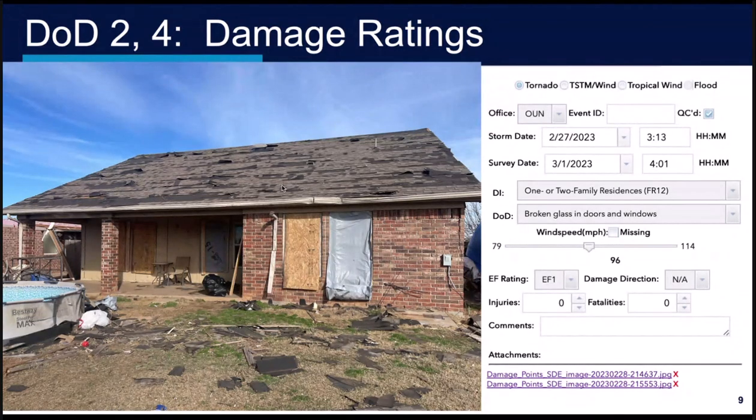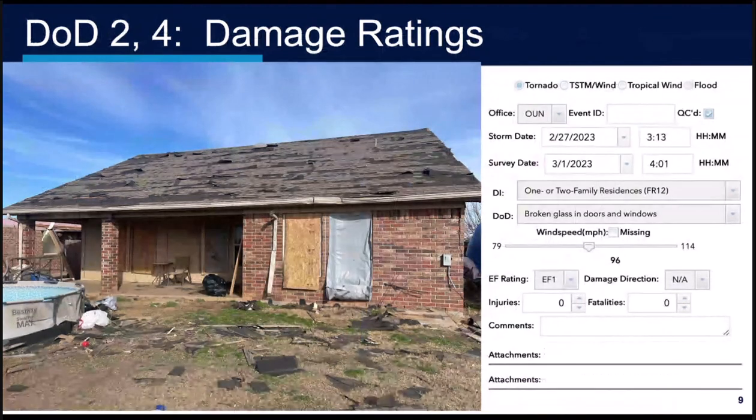Okay, this one here is 96 miles an hour expected, and DOD 4 would be roughly about the same, 97 miles an hour. So there'd be very good agreement. And DOD 4, though, also encompasses garage door failures and also some roof deck damage or roof deck lifting. Now, a lot of times the roof deck can lift and then set back down. You wouldn't be able to tell from the outside, but you certainly would from the inside.